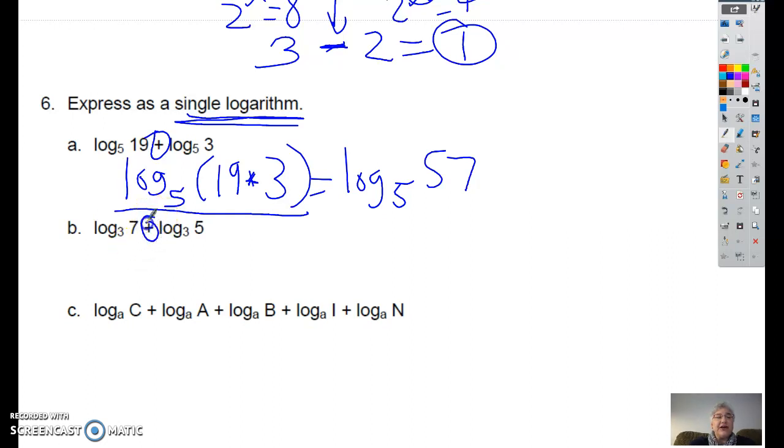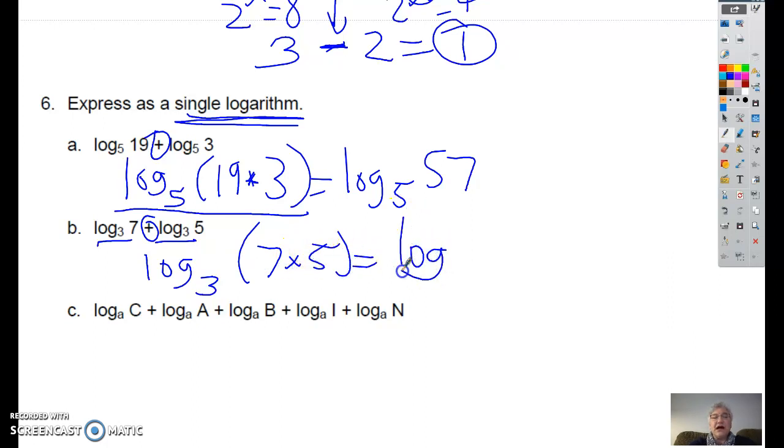Same thing again here. Here's addition. These are the same log bases. So write it one time, log base 3 of 7 times 5. Answer as a single logarithm, log base 5 of 35.